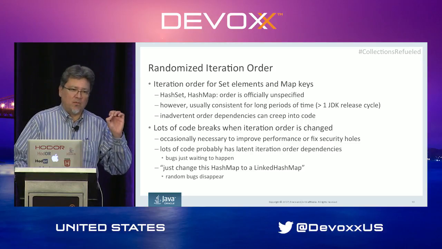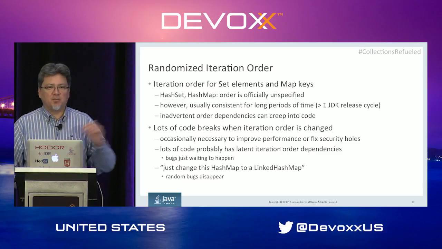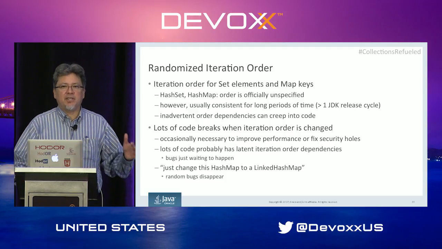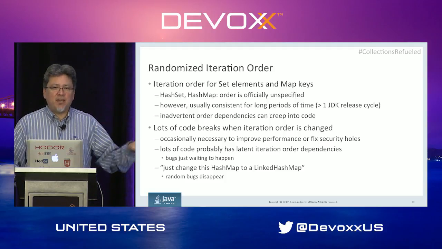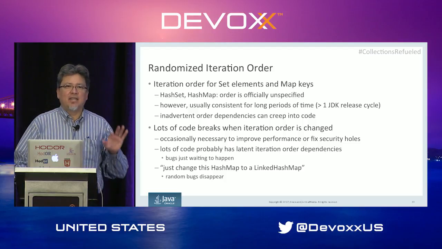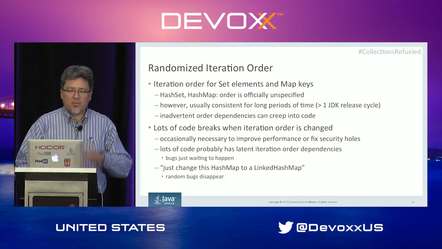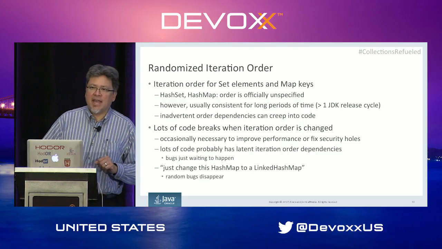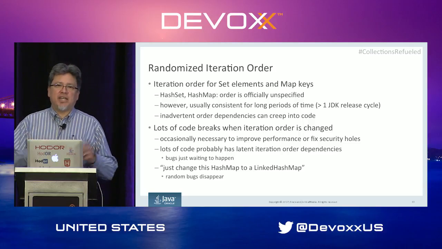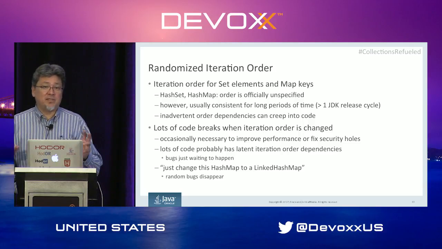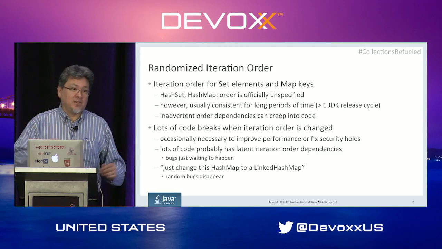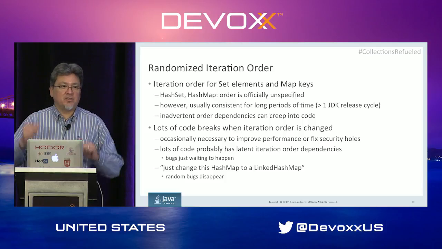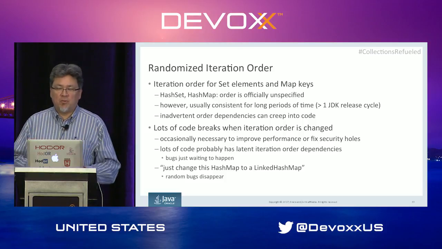So if you iterate over the same collection multiple times, it'll be in the same order. Even from run to run, or even from JDK release to JDK release, if you put the same elements into a hash map or a hash set, they'll probably come out in the same order. And the problem is that a lot of code grows to depend on very stable iteration order. And from time to time, something will happen that will change the iteration order. Like if your program gets different input, it might cause the hash set or hash map to rehash everything, and then things will come out in a different order, and your program will break.